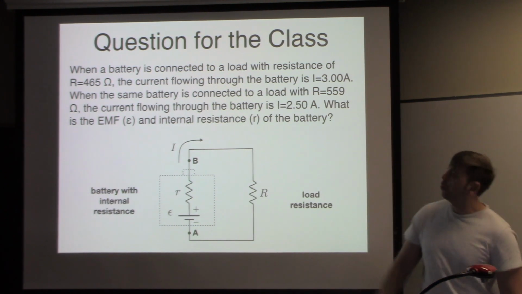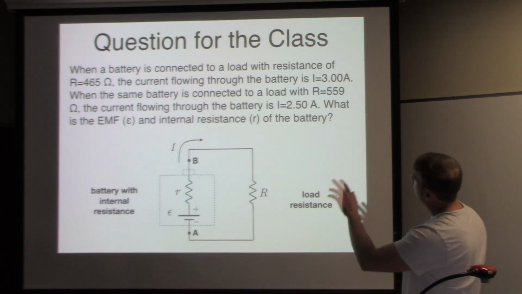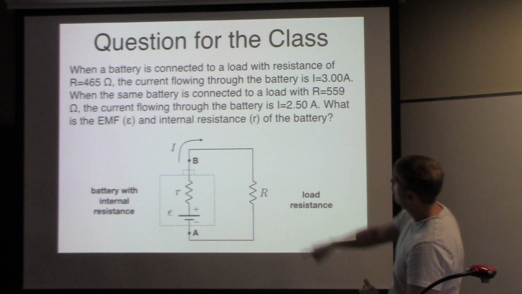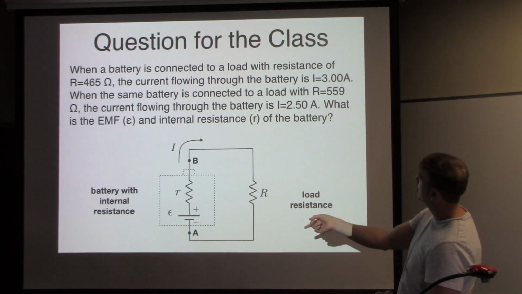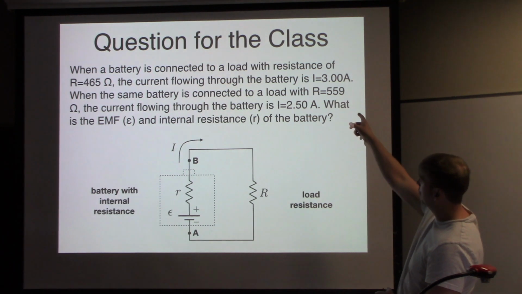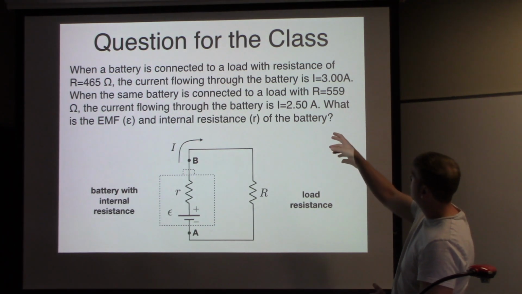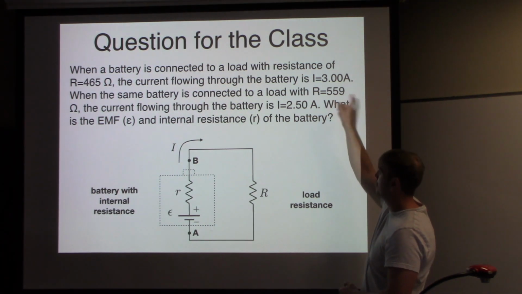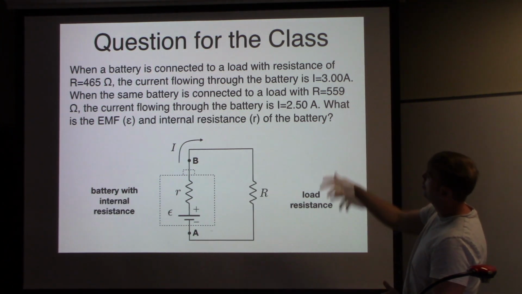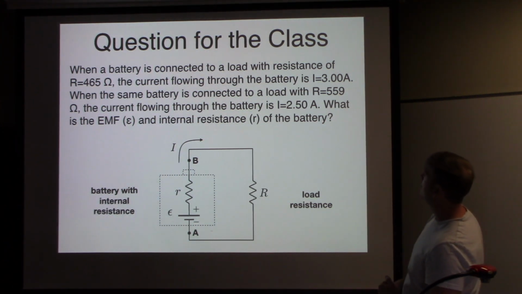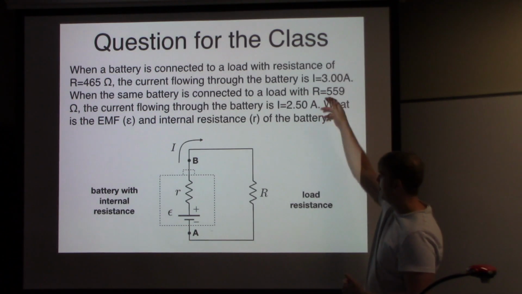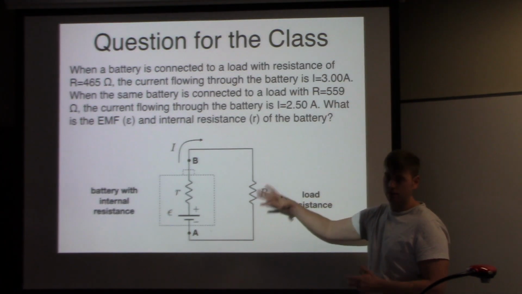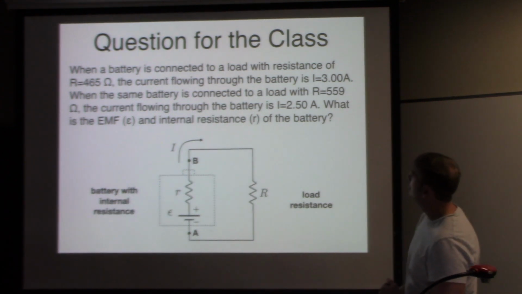Okay? So the question here says, when a battery is connected to a load with resistance R equal to 465 ohms, the current that flows through the battery is 3 amps. When the same battery is connected to a load with R equals 559 ohms, the current flowing through the battery is 2.5 amps. So it makes sense conceptually that with more resistance, we're going to get less current. That should be kind of intuitive by now.